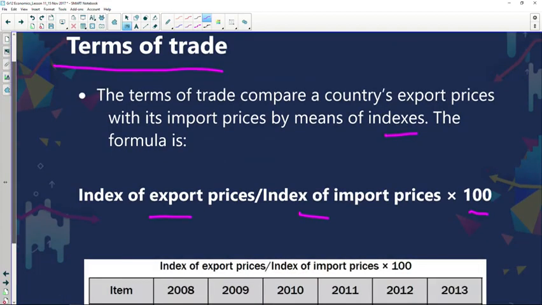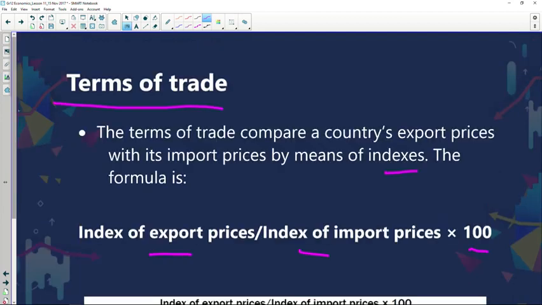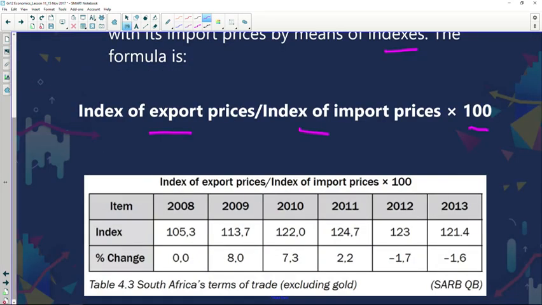So the terms of trade. The terms of trade compare a country's export prices with its import prices by means of an index, and the formula is the index of export prices over the index of import prices, and you times that by 100. So we're going to look at an example, a table, just to get a sense of what we mean by this.